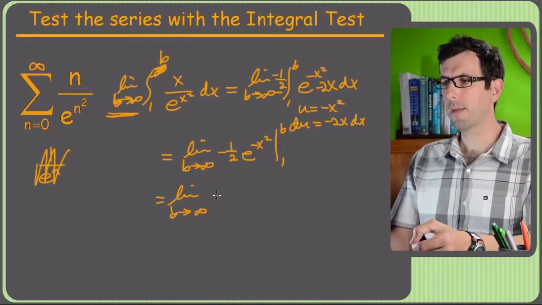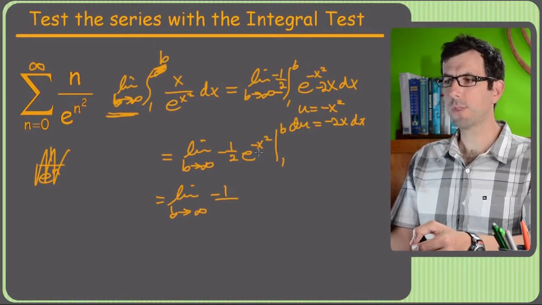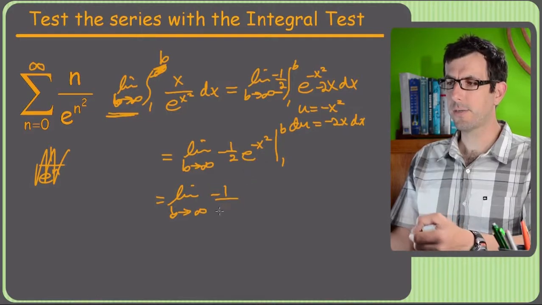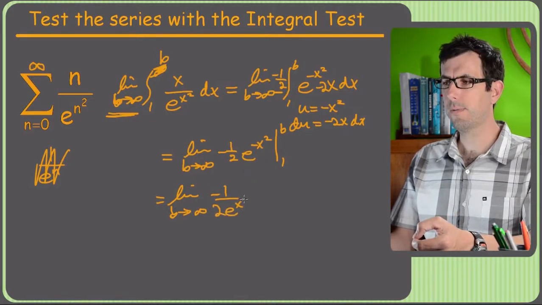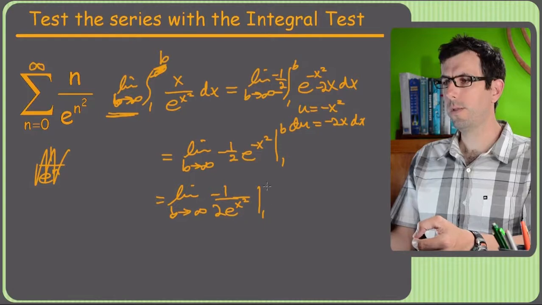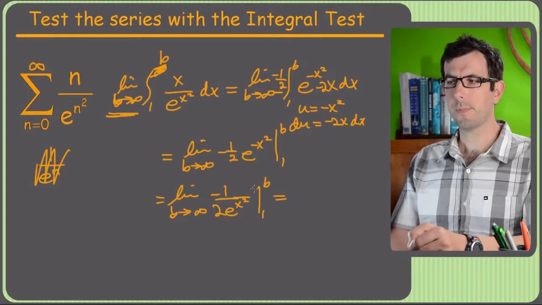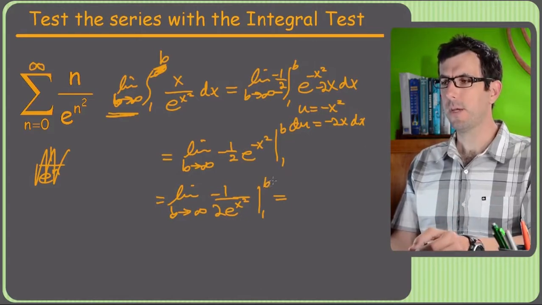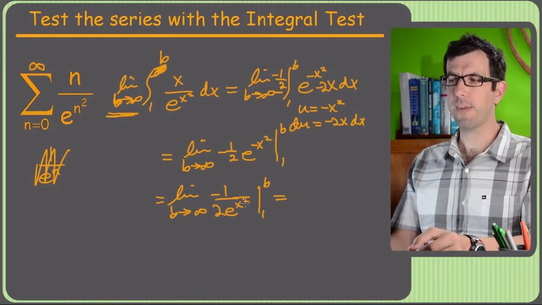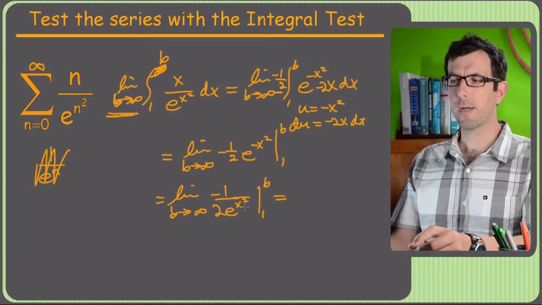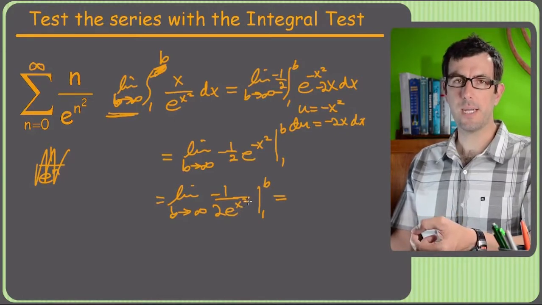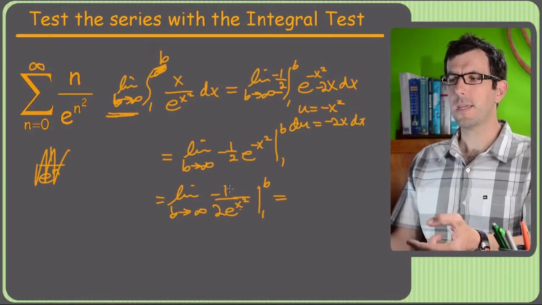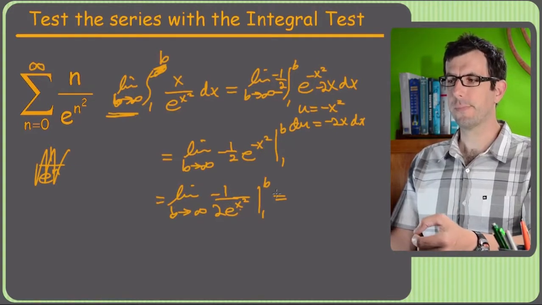Sorry about my bad writing. Negative 1/2, and then I'm just going to bring that e to the negative x squared downstairs, so 2e to the x squared from 1 to b. All right, so at this point, I can basically plug in infinity and see what happens. When I plug in a really giant number, like infinity, to e to the x squared, I get e to the infinity, which is infinity. Negative 1 over infinity is 0.